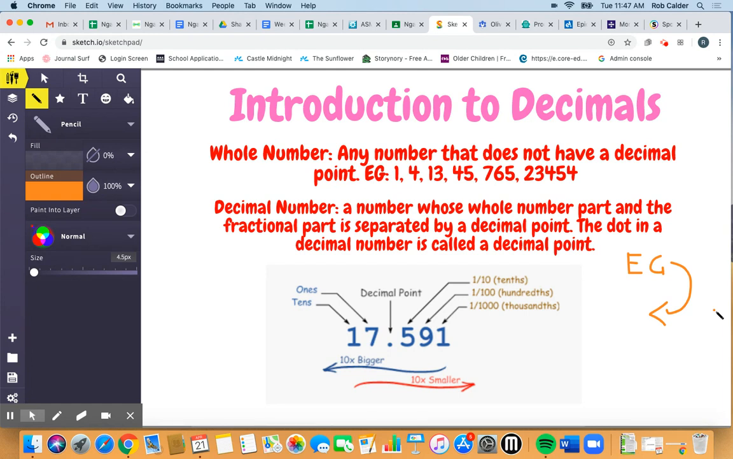The second definition there is for a decimal number. So that is a number whose whole number part and fractional part, which means just a section of something, is separated by a decimal point. Okay, so the dot in a decimal number, like this one here, is a decimal point. So we've got the whole part of this decimal number, and we've got the fractional part, which is not a whole number.